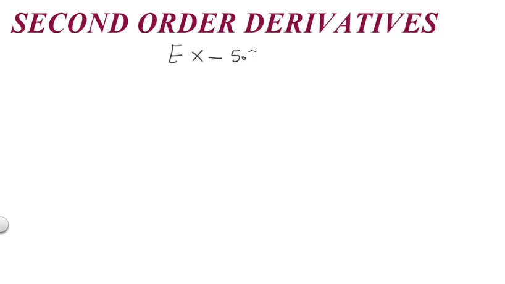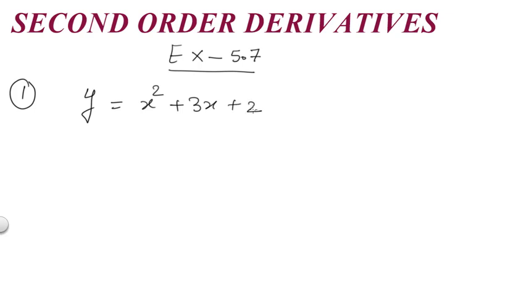Exercise 5.7. The first question of the exercise is y equals x square plus 3x plus 2. First of all, to find the second order derivative, it is needed to find the first order derivative. We'll differentiate the function y with respect to x. When we differentiate, x square will be 2x, 3x will be 3, and differentiation of 2 is 0.